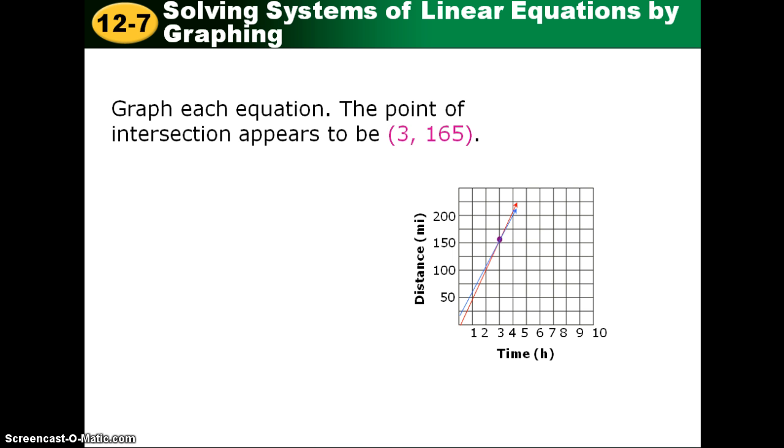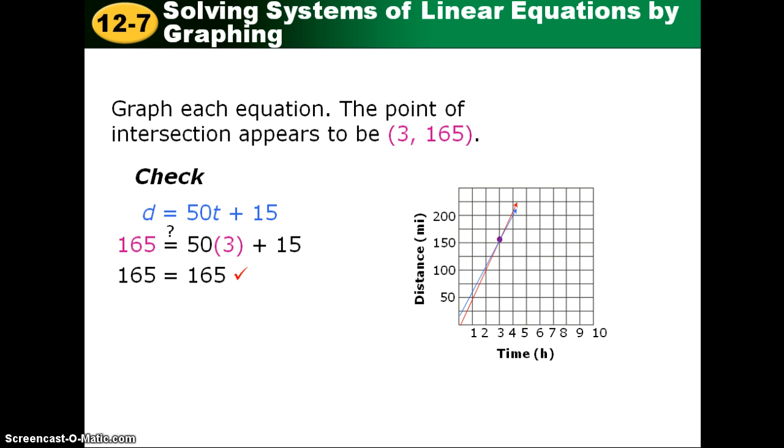So if we graph these two equations, starting at 0 and starting at 15, using the slope, we can see that those two equations cross on the graph at the point (3, 165). Therefore, after 3 hours and 165 miles, the car would catch the bus. If we want to check our answer, we take our point (3, 165) and plug it in for the time and the distance into one of the equations to see if it works. Now we try it in the second one, and both of them come out to be equal.